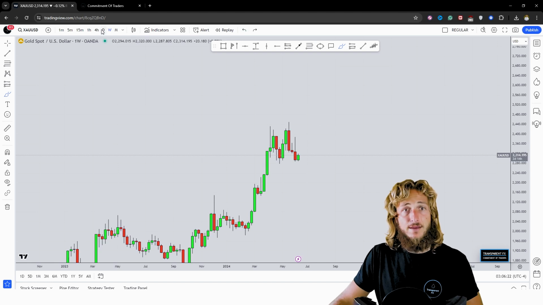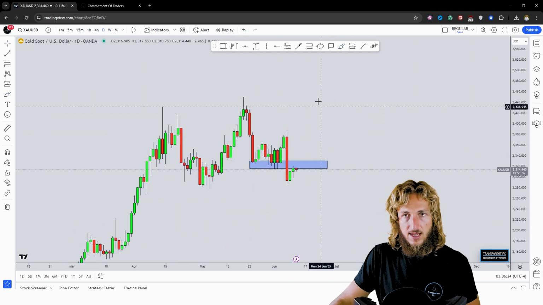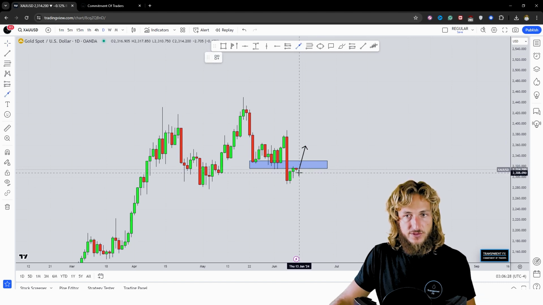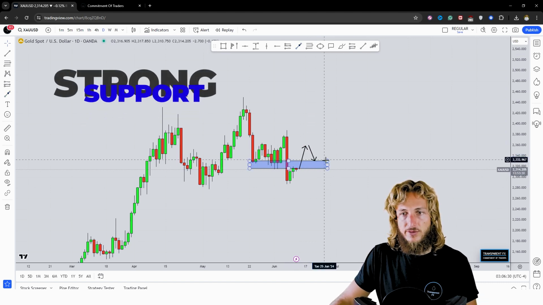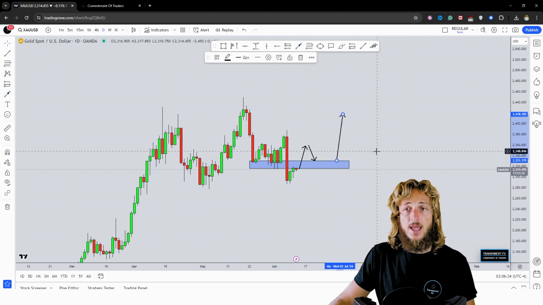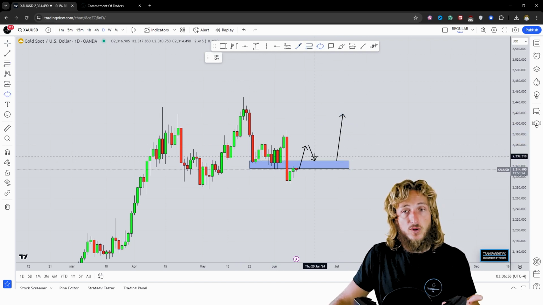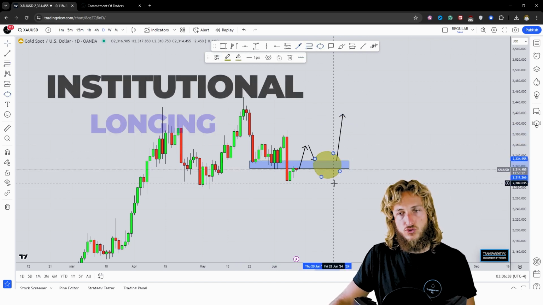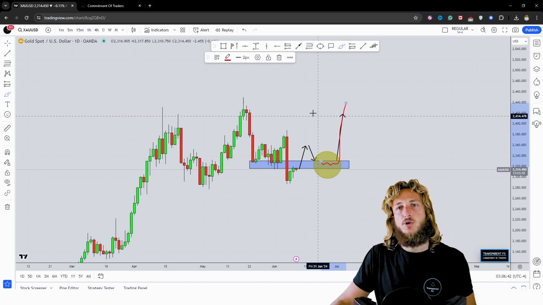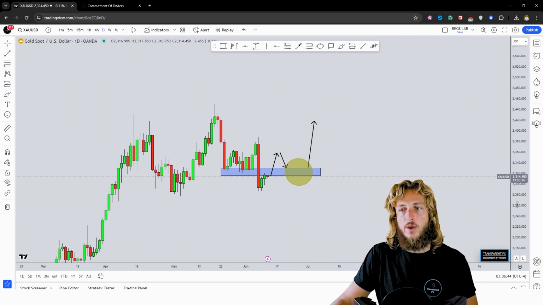However, if the market here breaks above this zone, at that point this previous resistance would become support. And after a break, on the retest of the previous resistance turned support, that is where there is a good probability of seeing more institutional longing, which at that point could further increase the probabilities of a potential rejection to the upside away from this level.